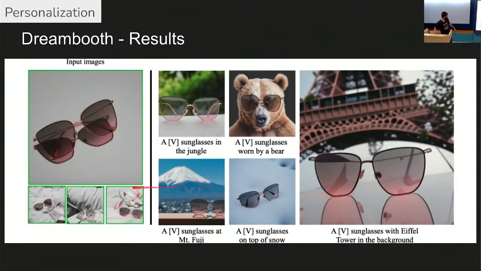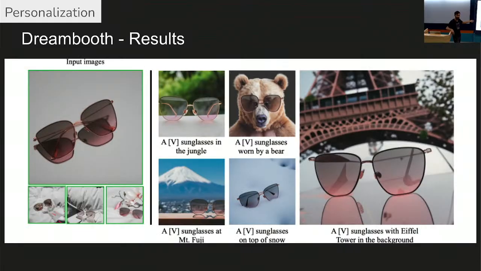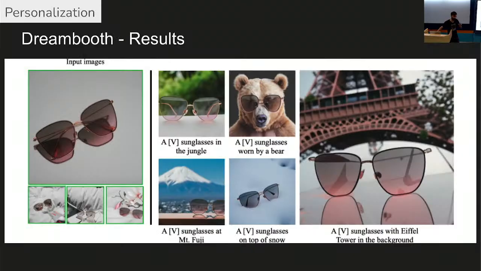So these are some of the examples. You can see, given 4 images of these sunglasses, you can generate those sunglasses in any composition, and more or less the identity is well preserved. Sometimes it's a little bit off, but it does follow the text prompt. The idea is it should follow the text prompt as well as the identity should match the input image. You have to keep the label with the image also, the class name, like a V sunglasses.